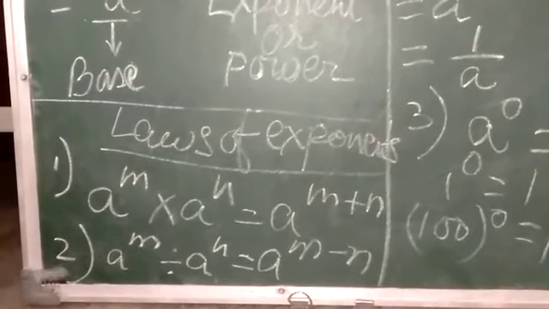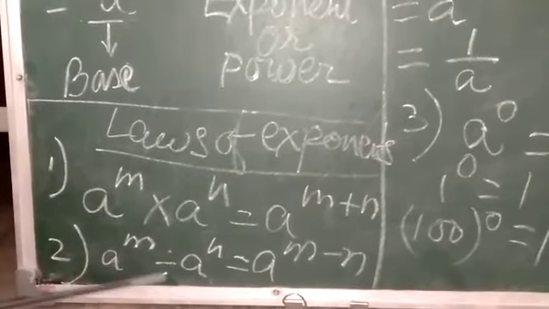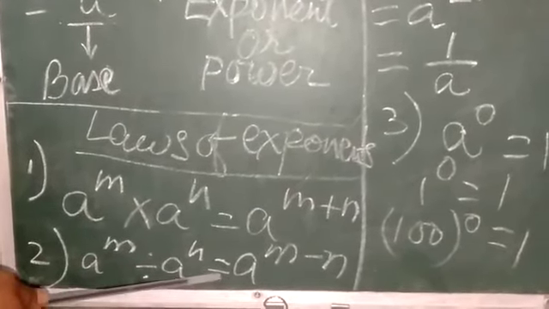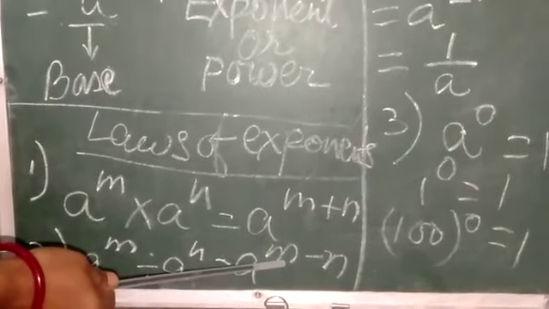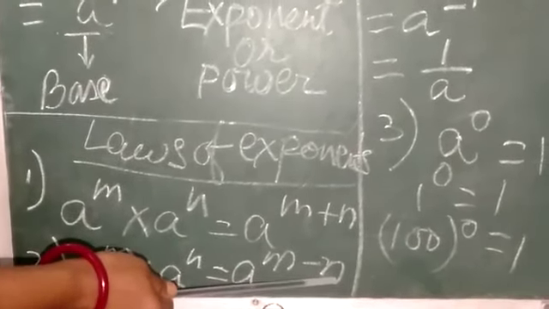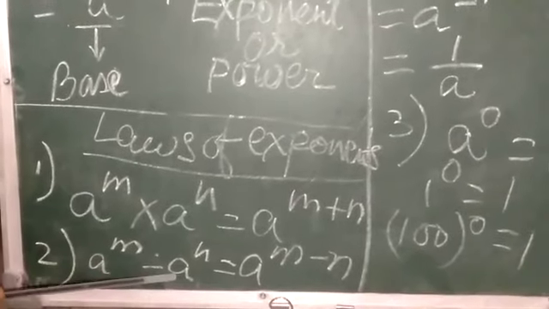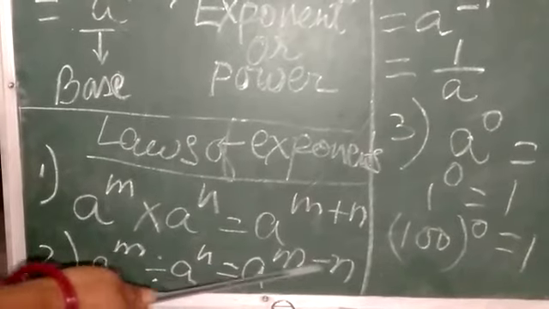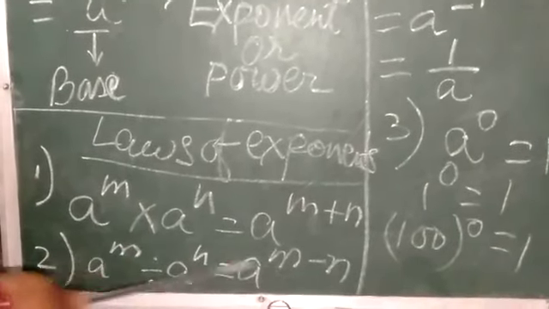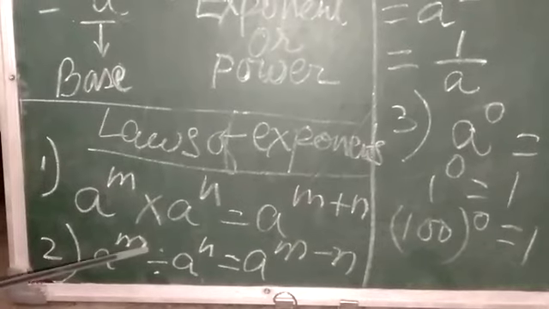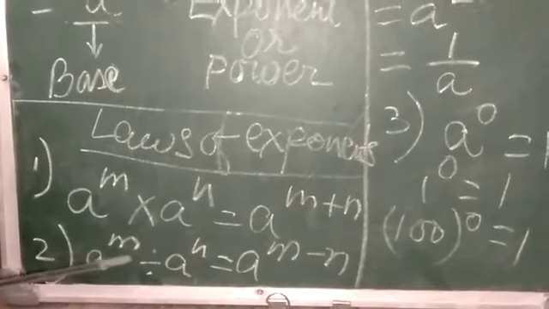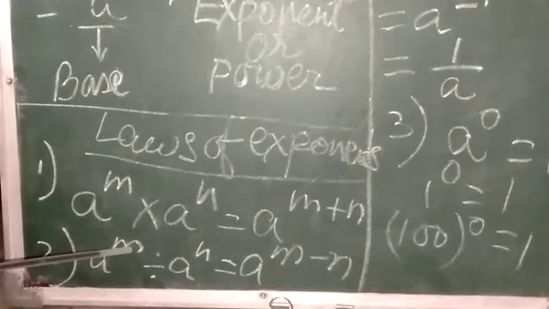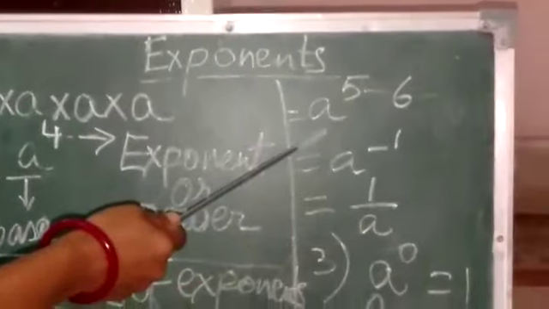The second law: a raised to the power m divided by a raised to the power n is equal to a raised to the power m minus n. That means if the bases are the same and there is a sign of division, then the powers are subtracted. Here arises a question: is m greater than n, or is n greater than m? So let us take an example for it.